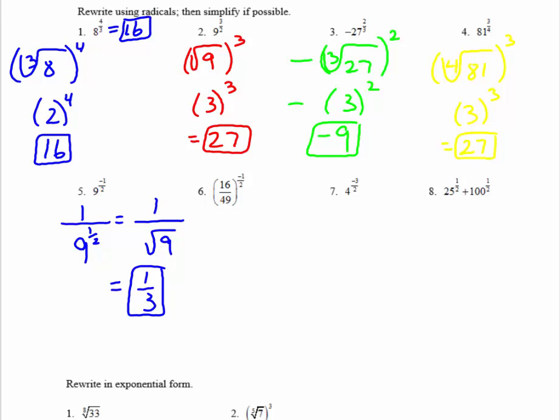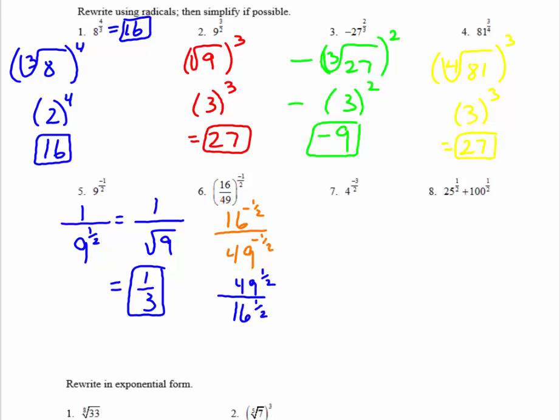For number 6, 16 over 49, all raised to the negative 1/2 power. So the power rule says distribute that power to every power. So we're going to have 16 to the negative 1/2, all over 49 to the negative 1/2. Again, negative exponents move things. So 16 to the 1/2 is going to go down, and 49 to the 1/2 is going to go up, so now my powers are positive.